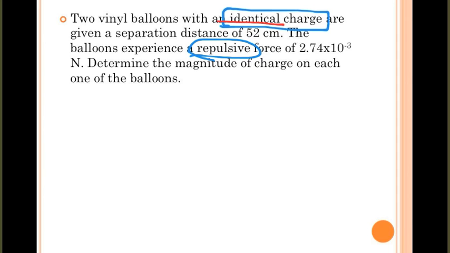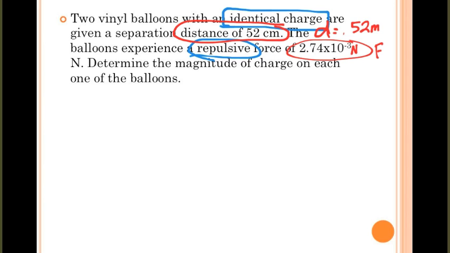We know this distance of 52 centimeters. So what are we going to do with that? Okay, that's our D value. And let's just go ahead and convert it because it's given in centimeters. So we're going to convert that to 0.52 meters. And then this number down here, 2.74 times 10 to the negative 3 newtons, that is our force. Okay, so the setup is a little bit different here. We're going to be solving for Q1 and Q2, but knowing that they are equal.